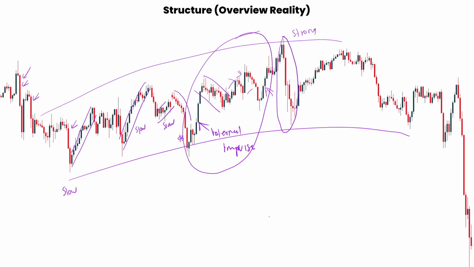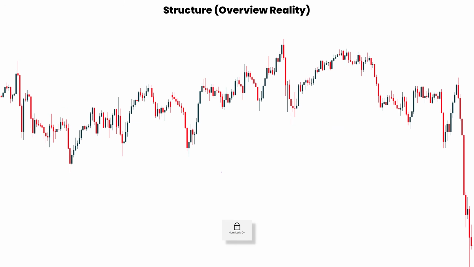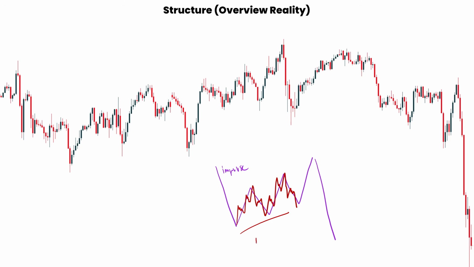For structure purposes, let me show you what I mean. If we have an impulse like this, and then we have a correction like this, followed by another impulse. In these areas here, you will still see some impulse, correction, impulse, correction, like this, okay? This is what you'll see. This is just internal corrections.